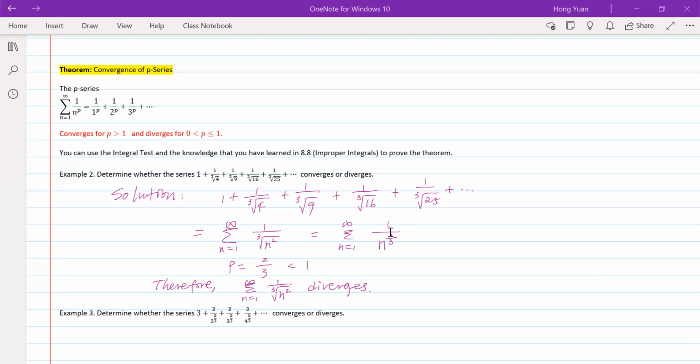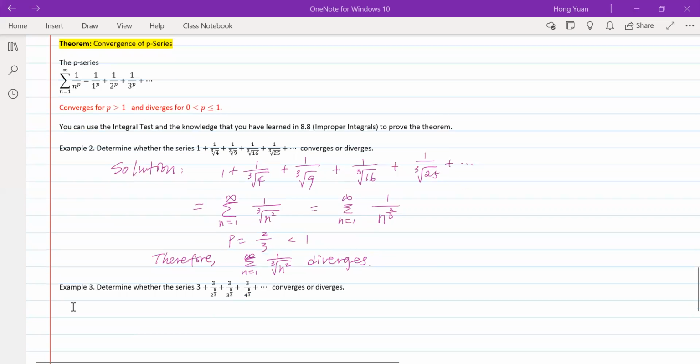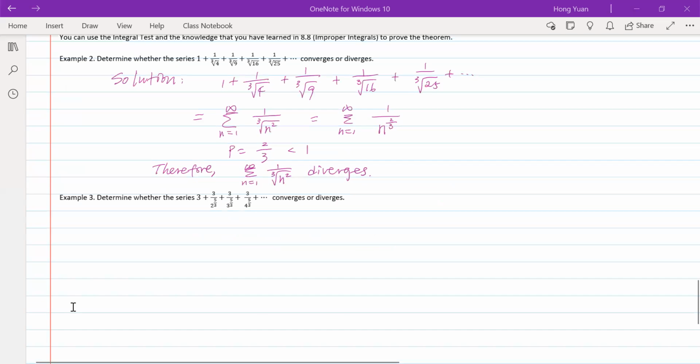Diverges. Okay, so now I want you to click pause here to practice this example. It's very similar. The difficult part is that you need to find p. How much is p? Basically you need to rewrite this summation as a P-series.